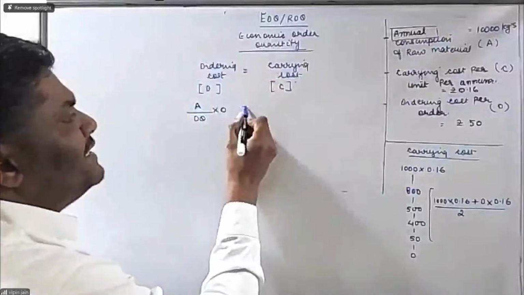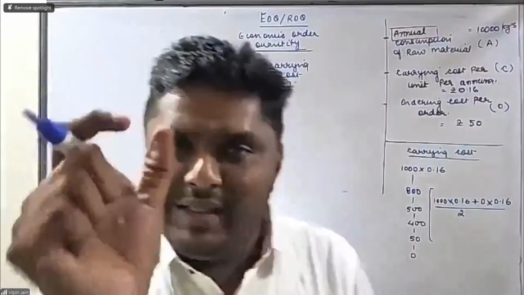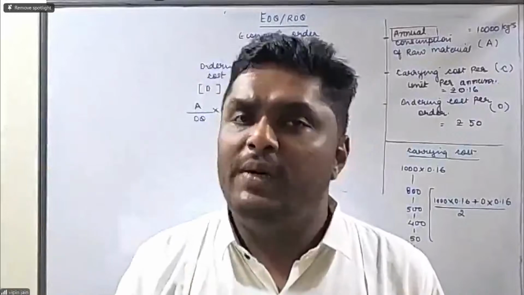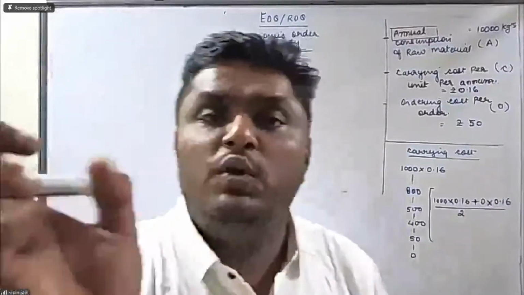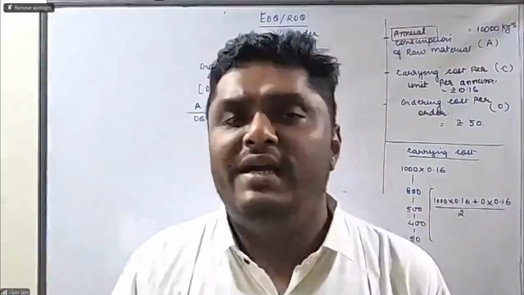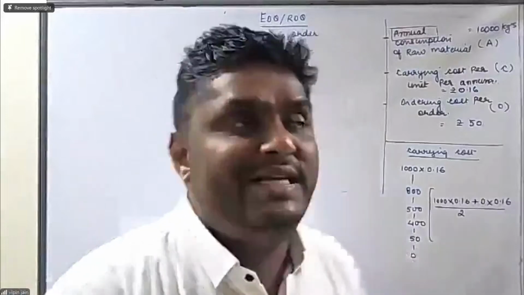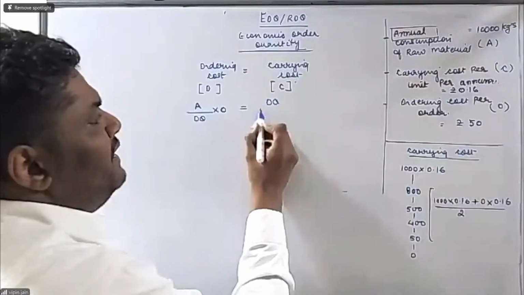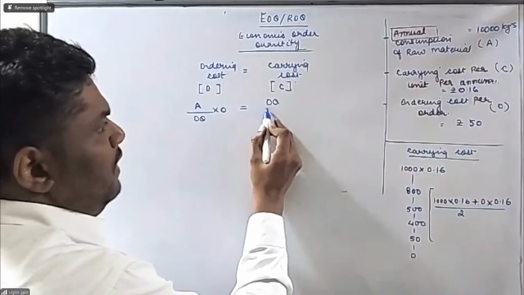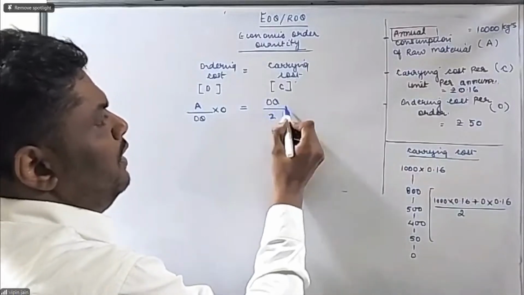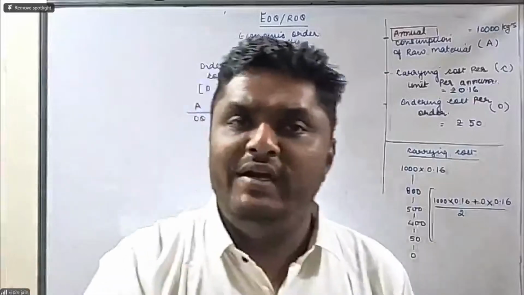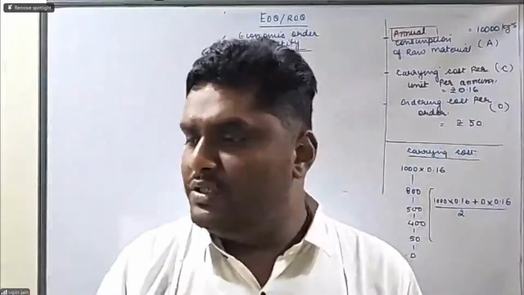Now how did you calculate carrying cost? 1,000 units divided by 2 into carrying cost per unit per annum. So 1,000 or 2,500 or 5,000 or 10,000, what were these quantities? These are the order quantities. Order quantity divided by 2 into carrying cost per unit per annum. This is what we did to calculate ordering cost and carrying cost.